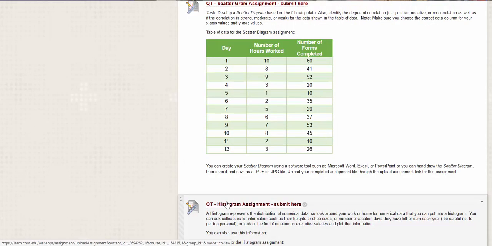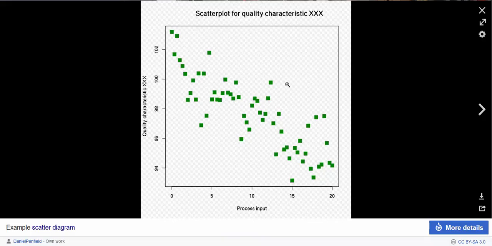Okay, so you are given 3 sets of data. The days, the first column, does not matter. So let's go look. I'm going to Wikipedia to show you what a scatter plot looks like. Okay, so this is your process input, and this is the quality characteristic.